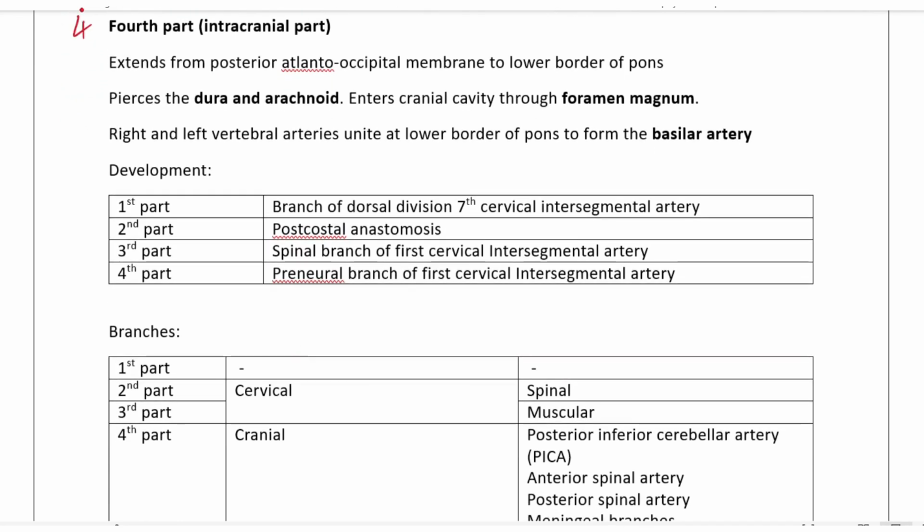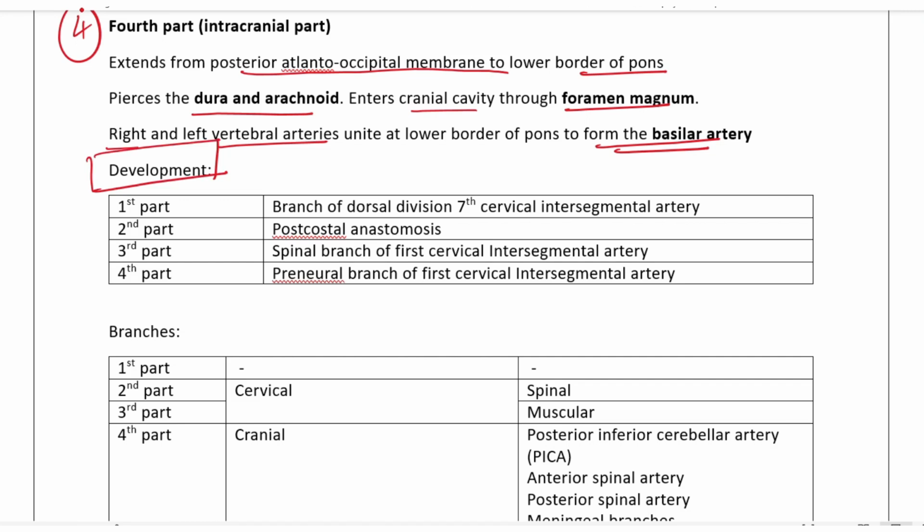Then we have the fourth part. It extends from the posterior atlanto-occipital membrane to the lower border of pons. It pierces the dura and arachnoid mater and enters the cranial cavity through the foramen magnum. Now the right and left vertebral arteries join to form the basilar artery. Now let's see the development. The 4 parts: the first is from a branch of the dorsal division of the 7th cervical intersegmental artery. The second is from the postcostal anastomosis. The third and fourth are from the 1st cervical intersegmental artery.